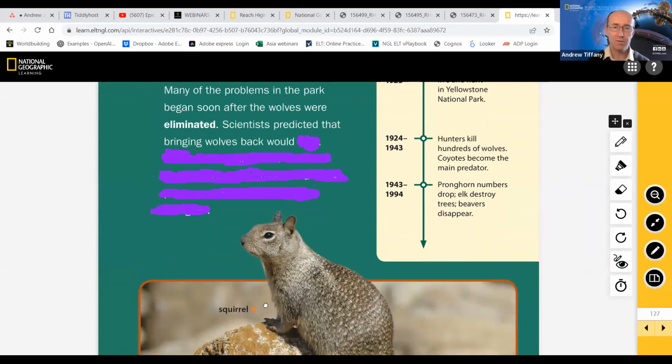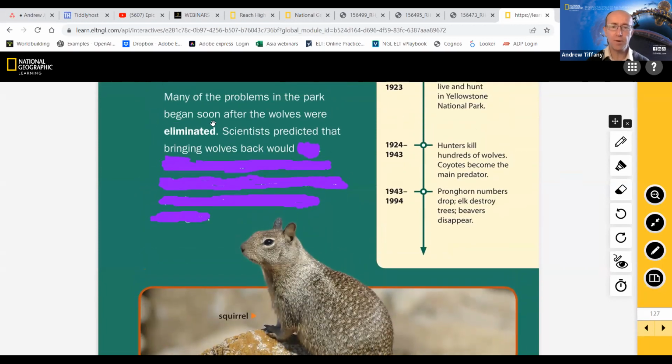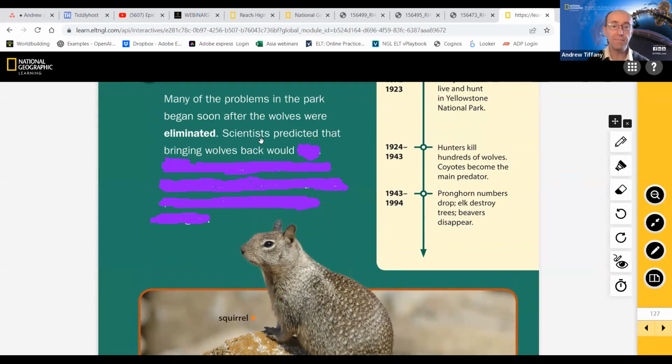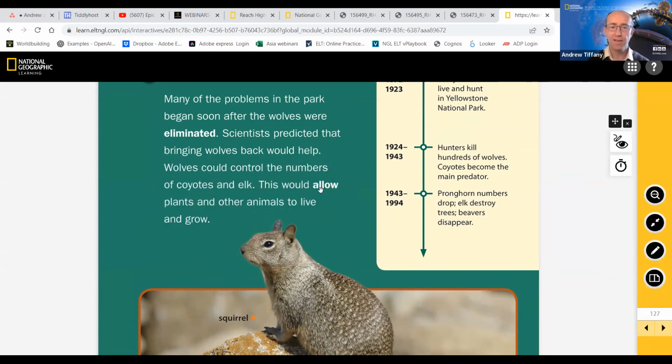Okay, what about this one? Many of the problems in the park began soon after the wolves were eliminated. Scientists predicted that bringing wolves back would, what will it do? If the wolves come back, what do you think will happen? Will work, okay, will solve, will help restore the ecosystem, nice. Let the plants and animals grow and live, someone might say. Be good for the environment, very good. What does it say? That would help, yeah, wolves could control the numbers of coyotes and elk. They would allow the other plants and animals to live and grow, nice.